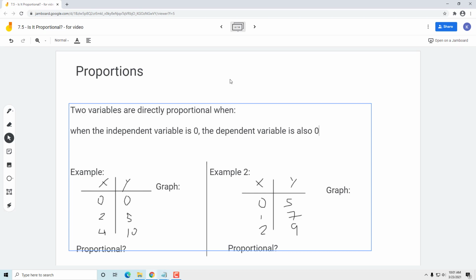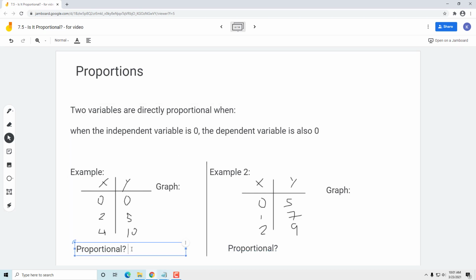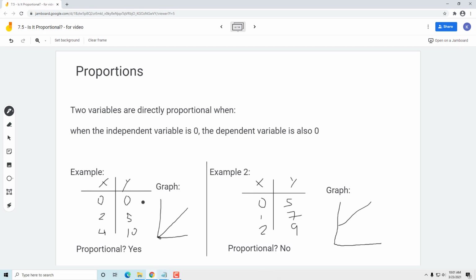The other condition, as we've seen in the past, is you're always going to be multiplying or dividing by the same number. So for example, this one, is it proportional? Yes. Because 0, 0. So the graph's going to look like this. We start at 0, 0, which is here. This one, is it proportional? No. Because when x is 0, y is not 0. In fact, there's a y-intercept that's not 0. We start here, like that.